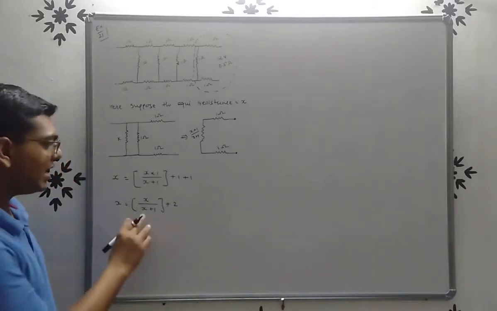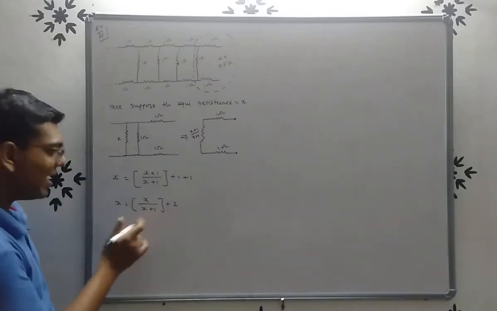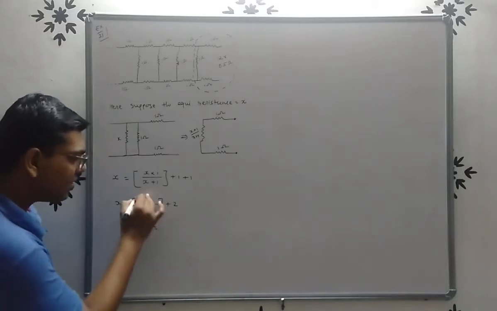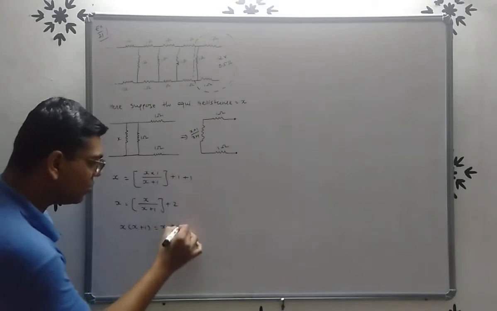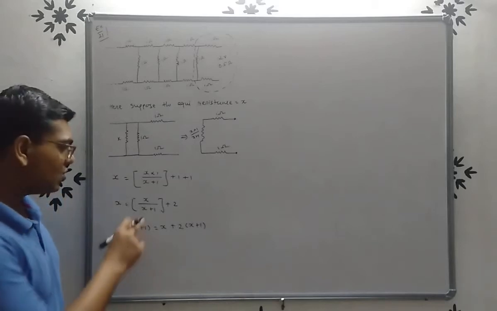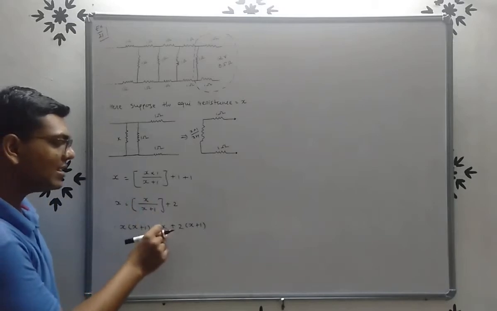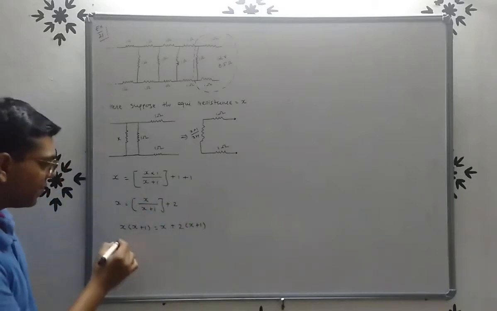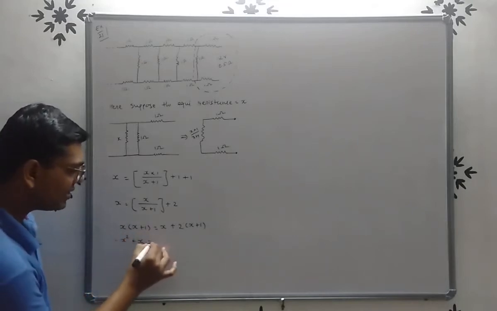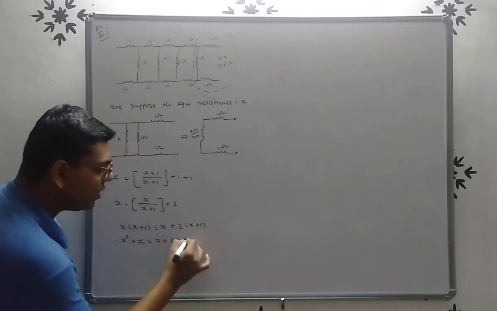Now here we take LCM X plus 1, right? So if we take LCM X plus 1, then we get X into X plus 1 is equals to X plus 2 into, here we have to multiply by X plus 1. Right, so here we take LCM X plus 1. So X into X plus 1 plus X as it is plus 2 into X plus 1. So here we get X into X, that is X square, plus X into 1, X, is equals to X plus 2 into X, that is 2X, plus 2 into 1, 2.